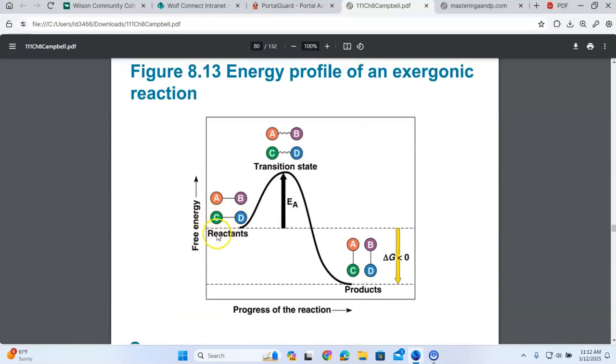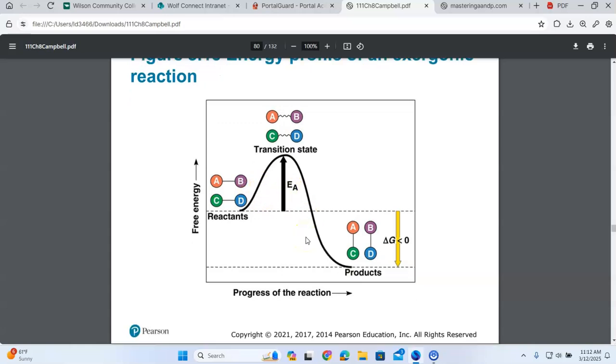So if you look at an exergonic reaction, you have your reactants here on the left, and they have a certain amount of energy, and their activation energy is the energy needed to break the bonds between the atoms in those reactants. So there's a certain amount of activation energy that's needed to cause those bonds to break so they can form into products. So the reactants have more energy than the products, but there's still activation energy needed to cause their bonds to break. So an enzyme would lower that activation energy.